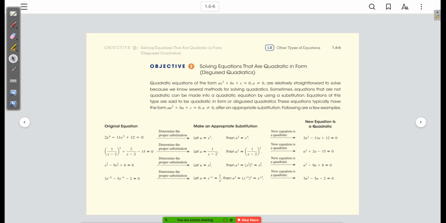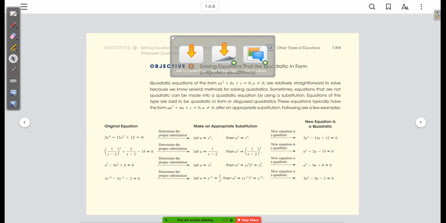Equations where a is not equal to 0 are relatively straightforward because we know several methods for solving quadratics. Our methods that we know are factoring, the square root method, completing the square, and the quadratic formula.